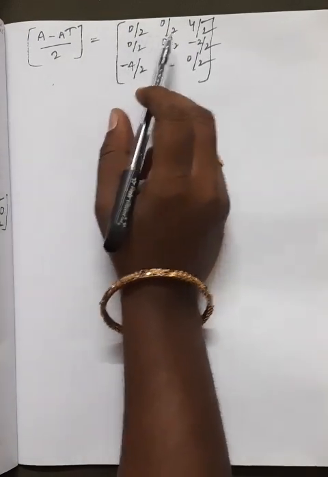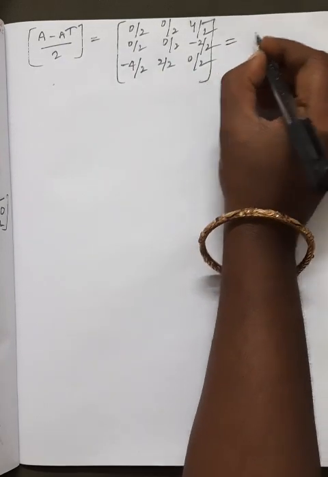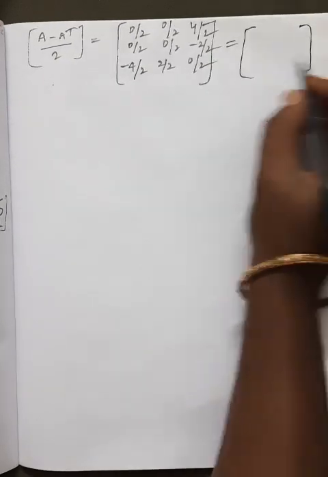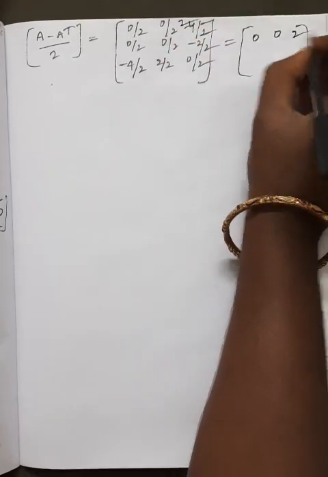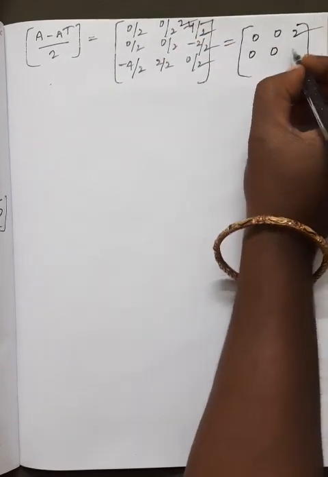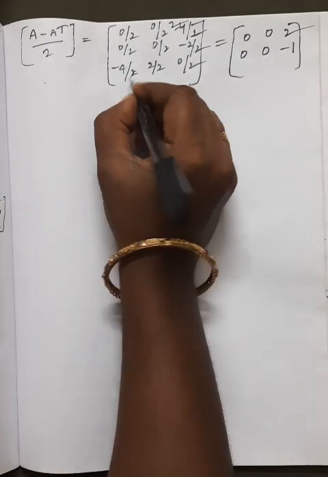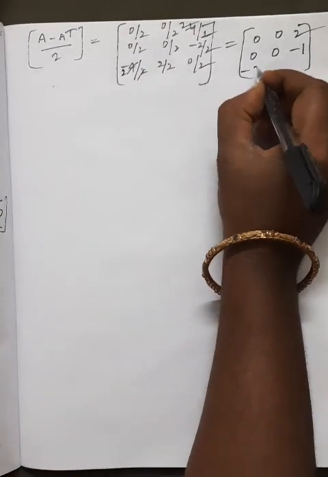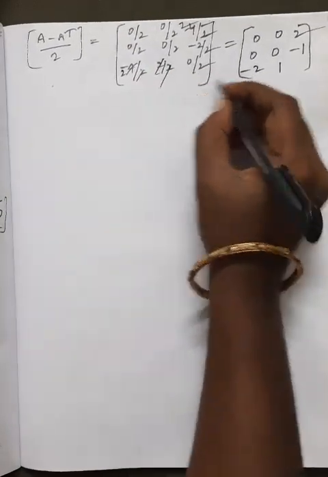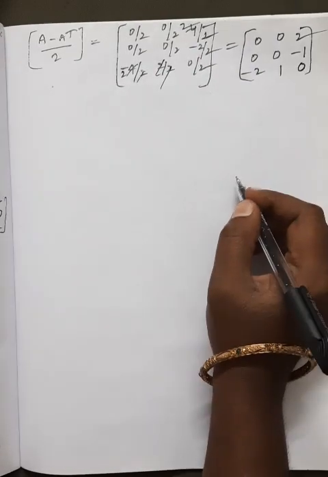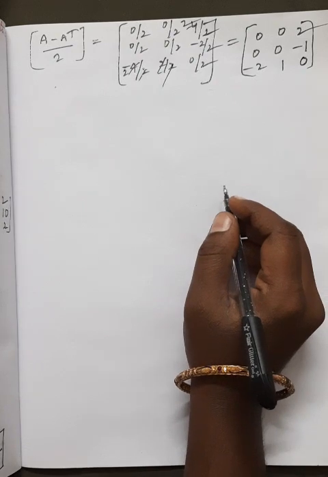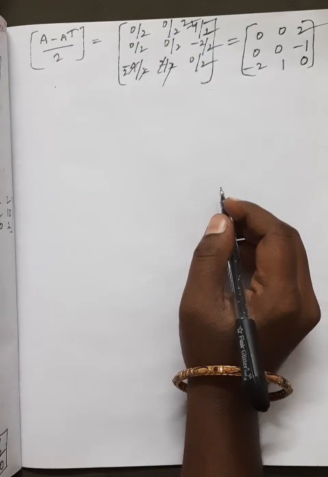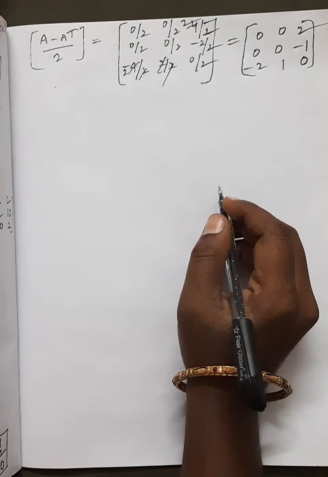So 0 by 2, 0 by 2, 4 by 2. You will get the answer as 0 0, 2 ones are 2 twos are, 0 0 minus 1, 2 ones are 2 twos are, minus 2 1, 2 will get cancelled, 0 by 2 is 0. So you can check here whether the given answer is in the standard form of a skew symmetric matrix or not.